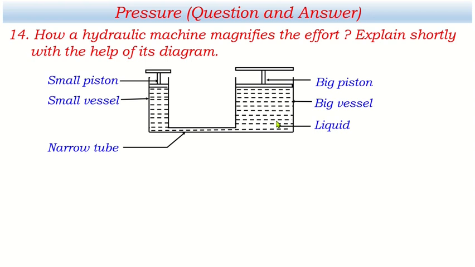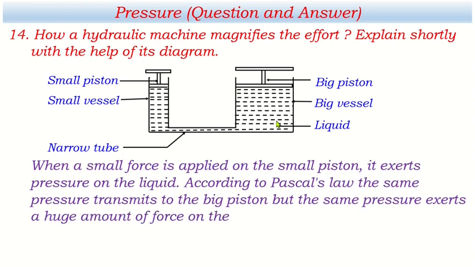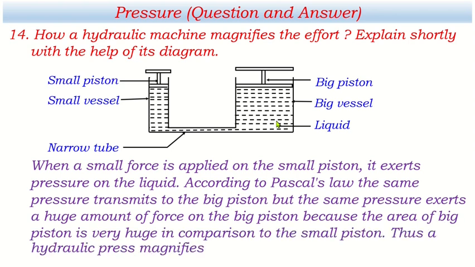Because of this huge area, the same pressure produces a very huge amount of force on the big piston. We are writing this way: when a small force is applied on the small piston, it exerts pressure on the liquid. According to Pascal's law, the same pressure transmits to the big piston, but the same pressure exerts a huge amount of force on the big piston because the area of the big piston is very huge in comparison to the small piston. Thus, a hydraulic press magnifies the force.